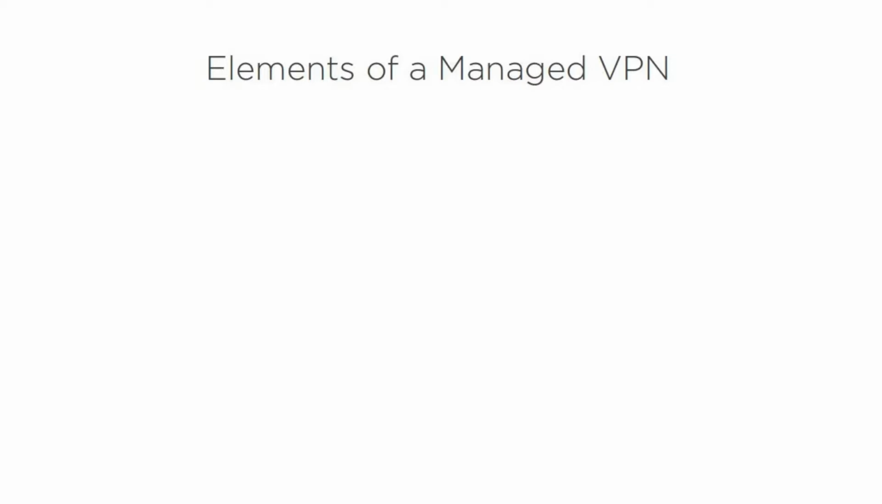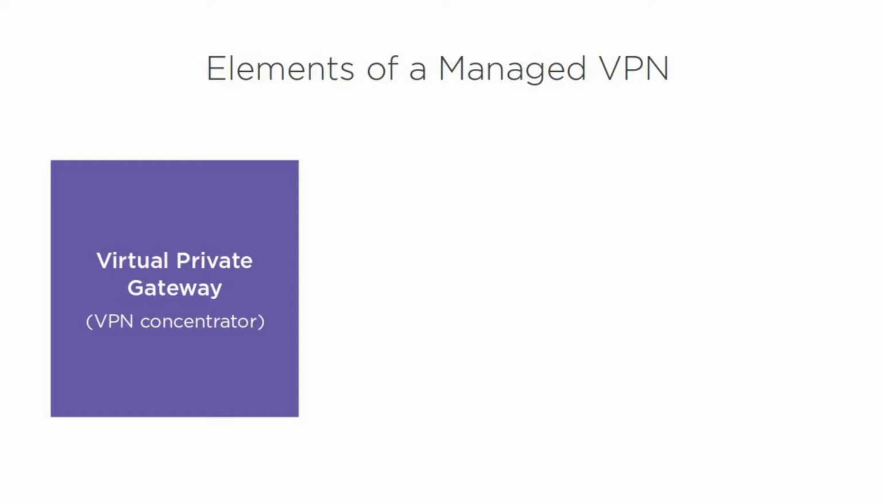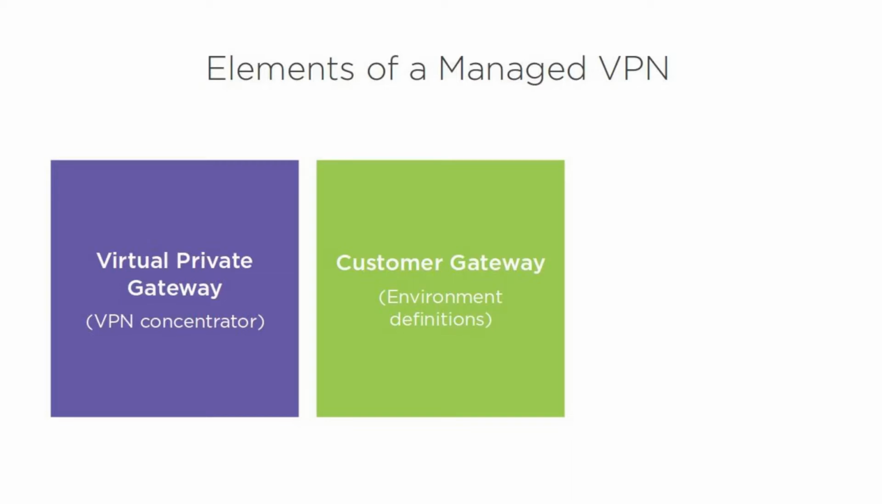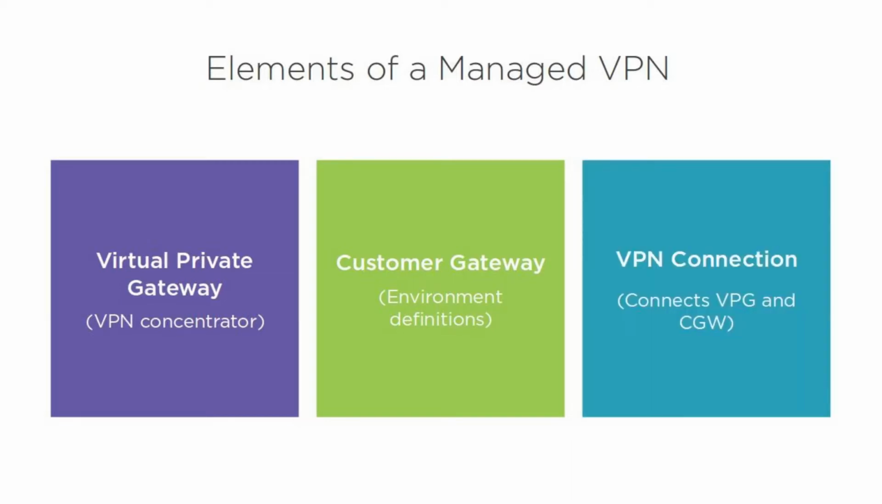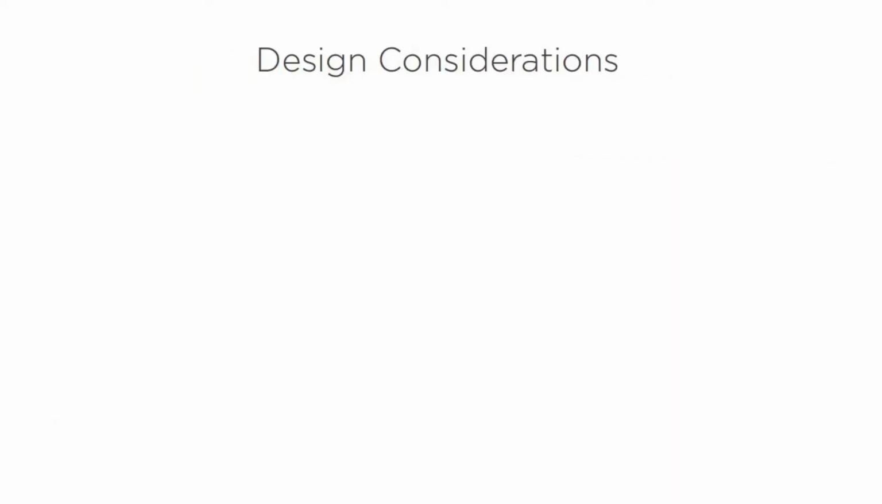Just as you saw with Direct Connect, a managed VPN connects to your VPC through a virtual private gateway, often described as a VPN concentrator. A customer gateway will define your local network and its connection essentials, and the VPN connection tool incorporates your VPG and customer gateway into a live connection. When all that's set up, you'll be given a detailed set of instructions for configuring your end of the tunnel. In the next clip, we'll see how all this works, but for now, I'm going to cover a few important points.